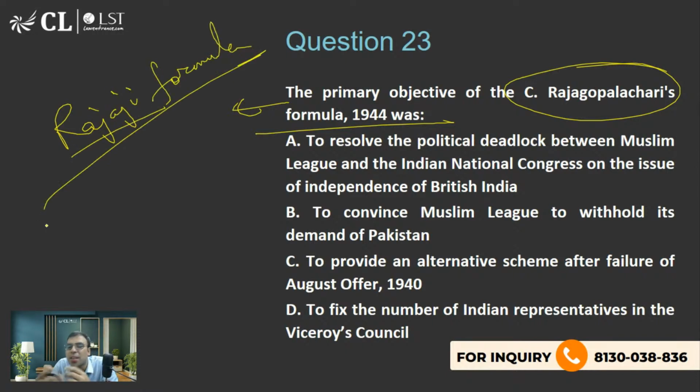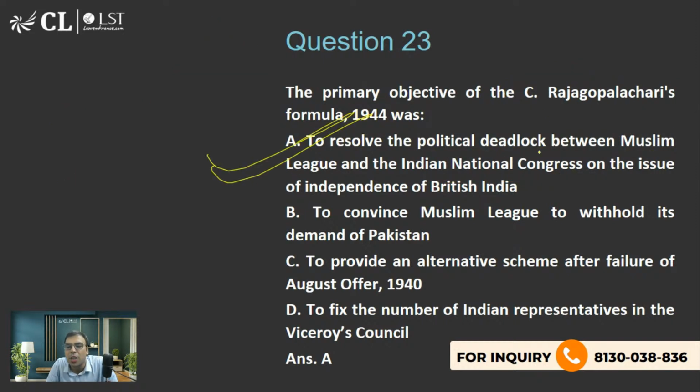So C. Rajagopalachari proposed something. Actually, he wanted, I mean, because just before that there were talks of partitioning of India and Pakistan and a separation, because at that time India was united, but there were some like demands. So Rajaji actually gave some solution to give a midway or something like that, है ना. So basically, the right answer is to resolve the political deadlock between Muslim League and Indian National Congress on the issue of independence of British India. Okay, because Muslim League was continuously demanding a separate country called Pakistan, and Indian National Congress was not interested.